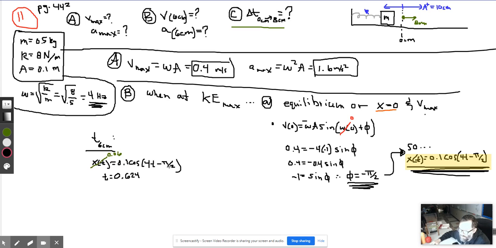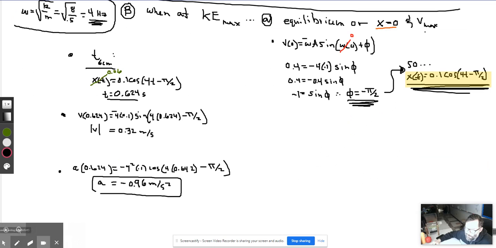Okay, so I took my position function, which is amplitude cosine omega t plus phi. I set the position equal to 6 centimeters. I solve for t, and I got this many seconds here. Okay, now I can use that time to figure out my velocity at that time and my acceleration at that time. So I'm going to go ahead and write those things out.